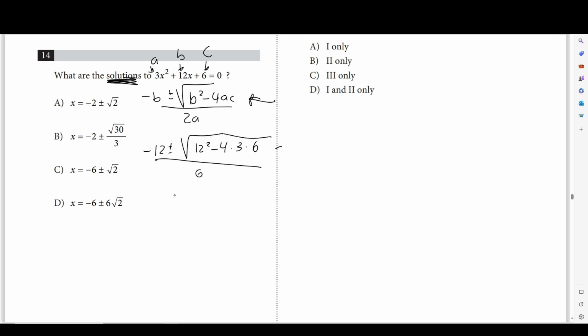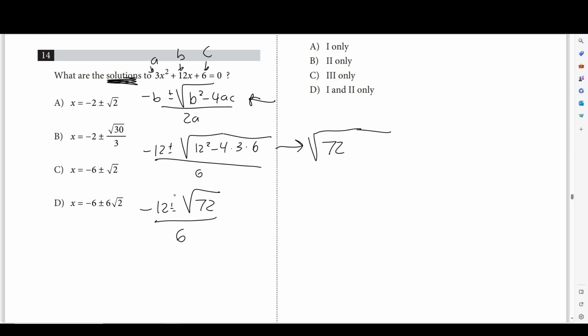So I'm just going to deal with everything inside the radical. That's going to be radical 144, because that's 12 squared, minus 4 times 3, which is 12. So minus 12, or negative 12, times 6, which is the same thing as saying negative 72. 144 minus 72 is 72, so here I'm going to write 72. So really, this is equal to negative 12 plus minus radical 72 divided by 6.